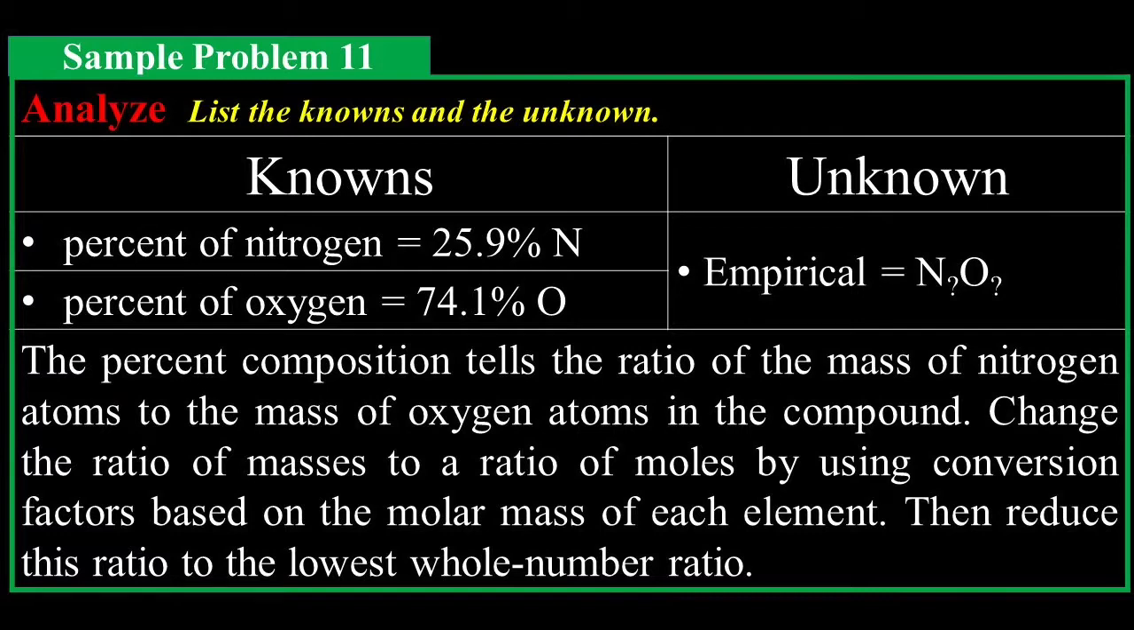We want to know the empirical formula. The percent composition tells us the ratio of the mass of nitrogen atoms to the mass of oxygen atoms in the compound. Change the ratio of masses to the ratio of moles by using conversion factors based on the molar mass of each element. Then reduce this ratio to the lowest whole number ratio.